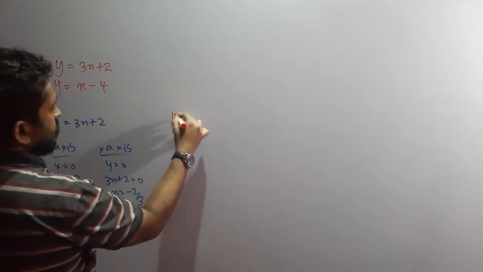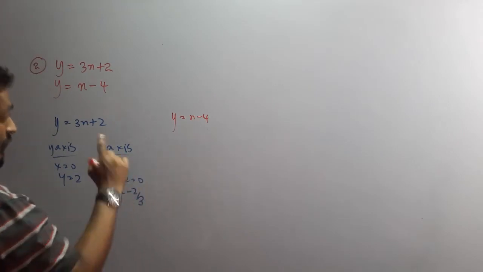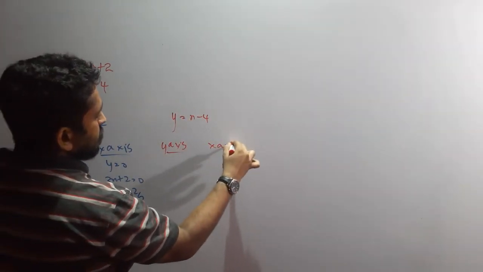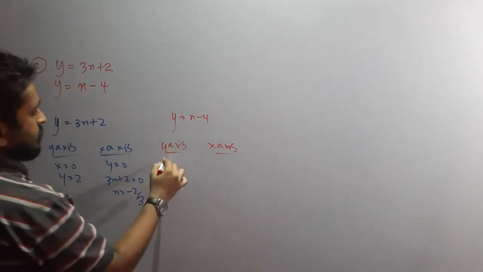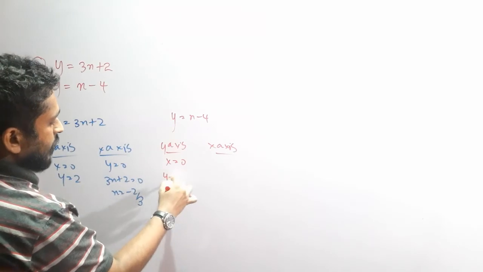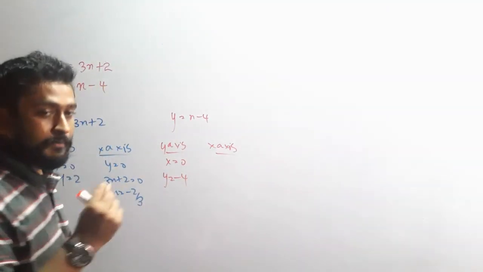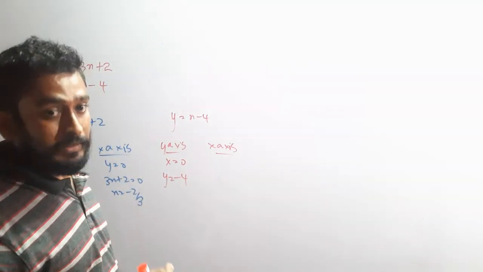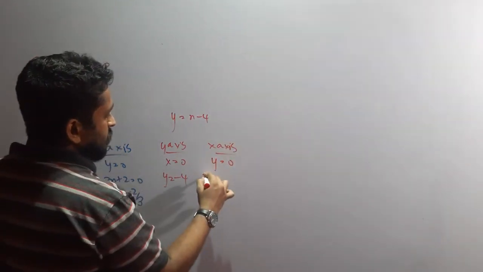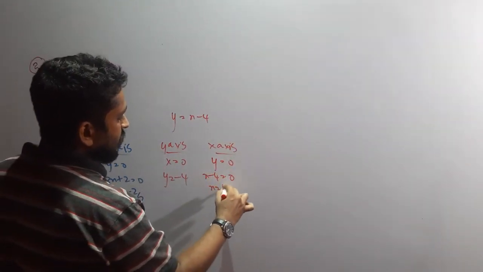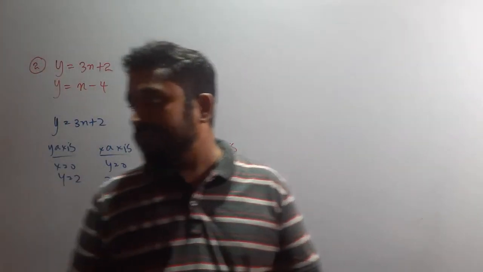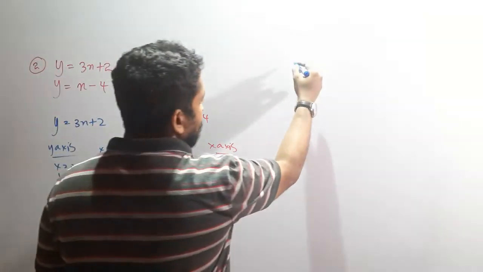Here, the other graph, y equals x minus 4. When x equals 0, then y equals minus 4. To find the cutting point on the x-axis for this particular graph, we have to apply y equals 0. So x minus 4 equals 0, x equals 4. So let's sketch both the graphs in the same coordinate plane.